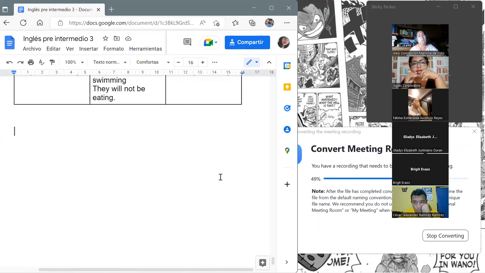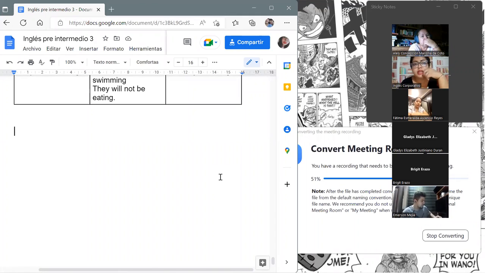But I was telling that we are going to use this structure for actions in progress. So we are talking about things that are happening in this moment, but also are going to happen in the future. There are actions that begin at a specific time, maybe in the present or maybe in the past, but continue in the future. For example, we can say: this time next week, I will be sunbathing in Sardinia. In that case, it's something that we are going to do in the future, but maybe we are in that place already. So it's something in progress.